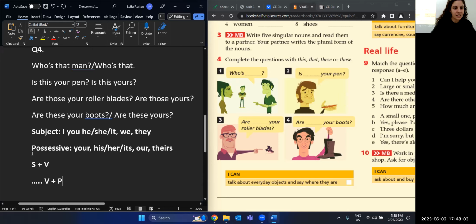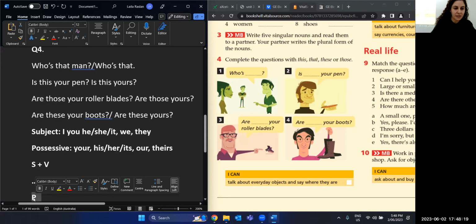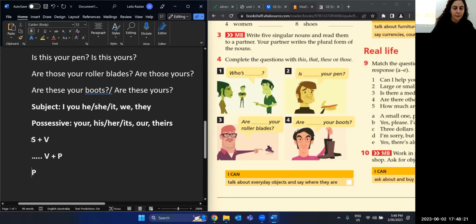But you can also start the sentence with the possessive. You know, his hair is great. Her dress is so beautiful. Our house. So you can also start with the possessive. But you never put the subject at the end.